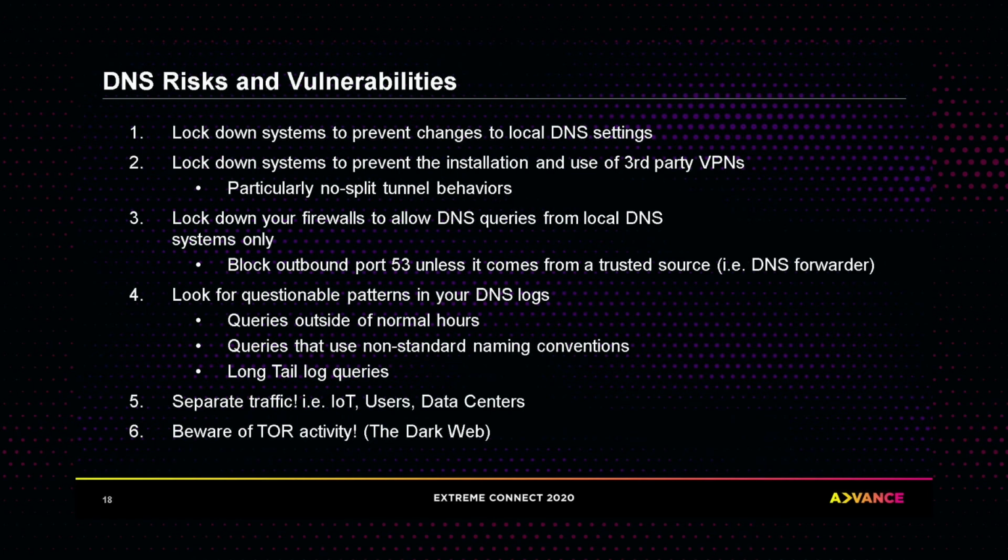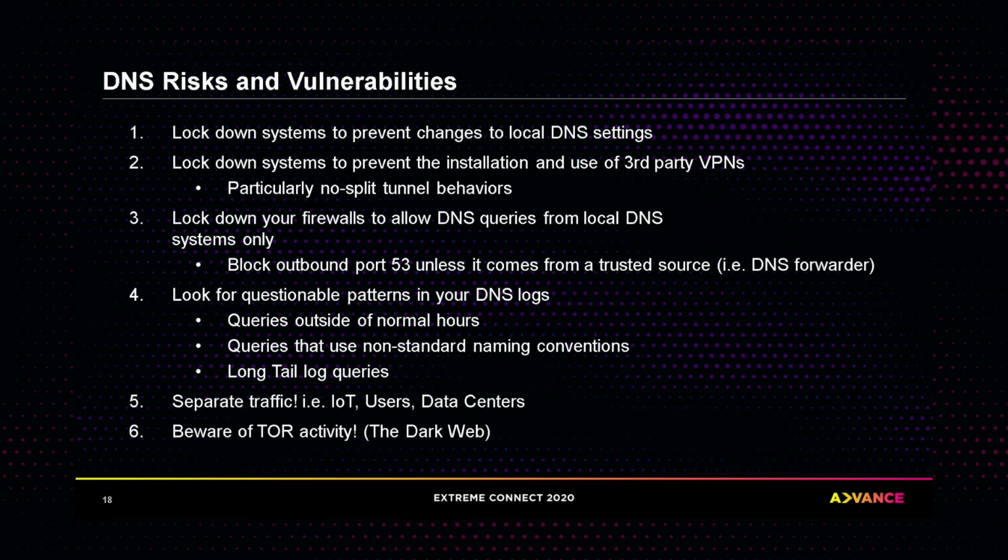Now, on DNS, there are some particulars that I'd like to talk about. We want to make sure that we're locking down our systems to prevent any changes to the DNS settings. And we also want to make sure that we're not allowing the use of third-party VPNs, particularly no split tunnel behaviors, because those tend to be very difficult, if not impossible, to monitor. Lock down your firewalls to allow DNS queries from local DNS systems only, and block outbound port 53 unless it comes from a trusted source like a DNS forwarder or something of that nature. Look for questionable patterns in your DNS logs. Separate traffic. Again, I come back to that. Separate traffic because it's going to make it easier for you to decipher your DNS logs and be able to separate your queries against those different segments.